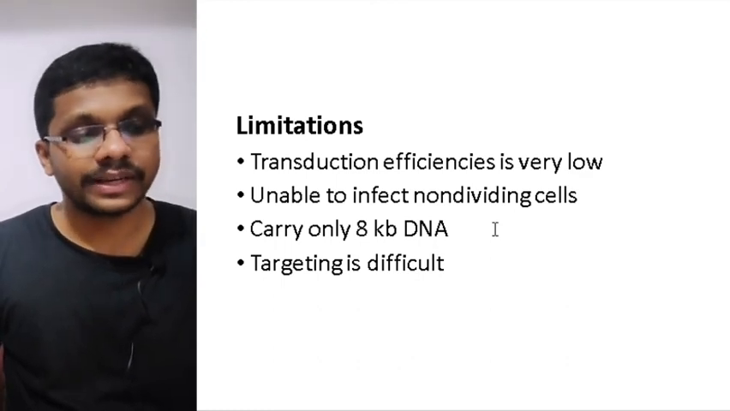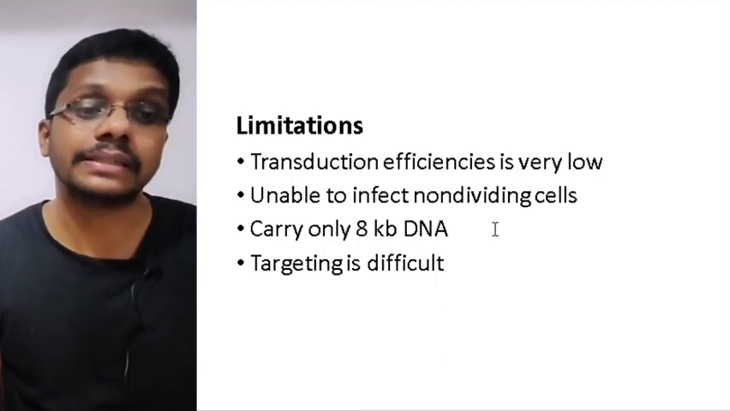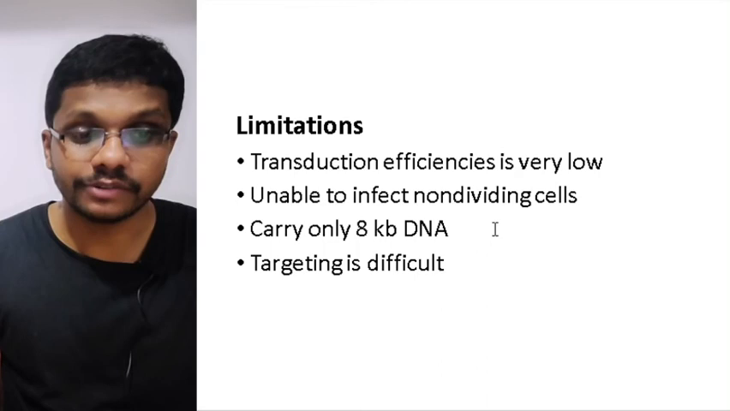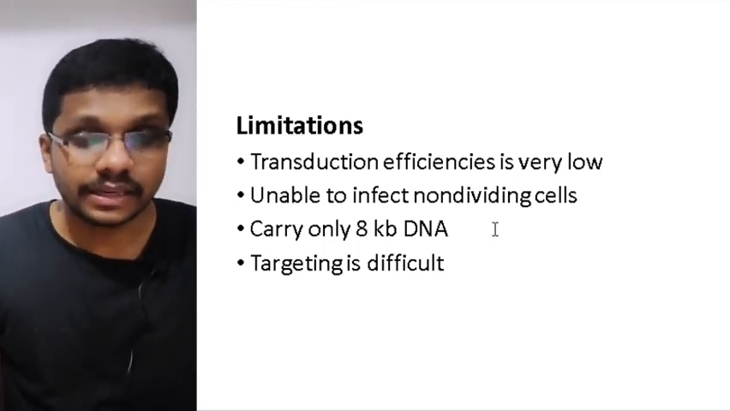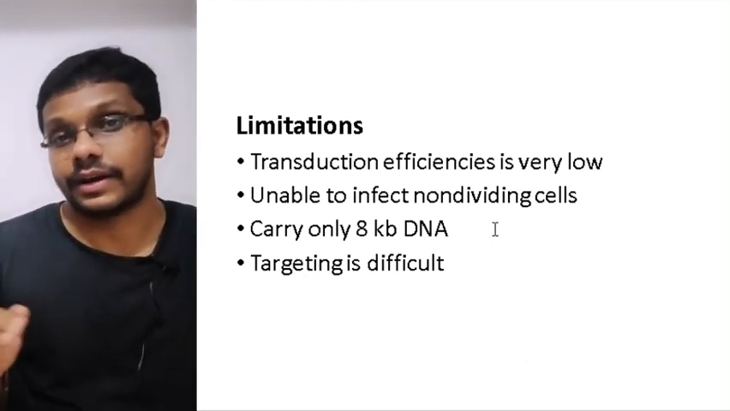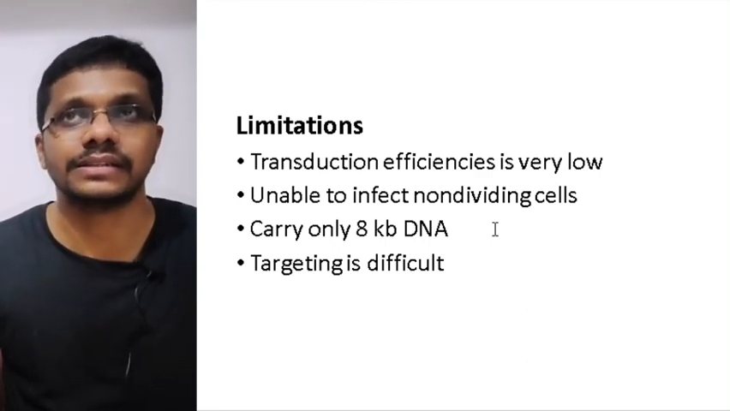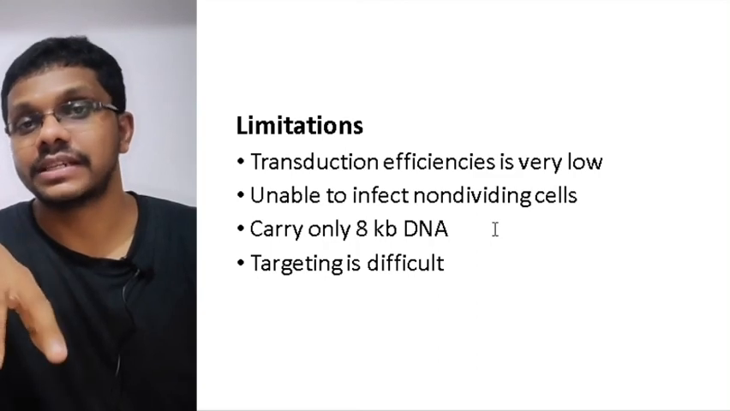Even though this retroviral system is very efficient and effective, there are some limitations, which include low transfection efficiency, inability to infect non-dividing cells, affecting only dividing cells, a carrying capacity of 8 kb, and difficult targeting. It can infect any type of cell, so there are methods for targeting, but it is difficult. So these are the methods we use for transformation in animal cells.